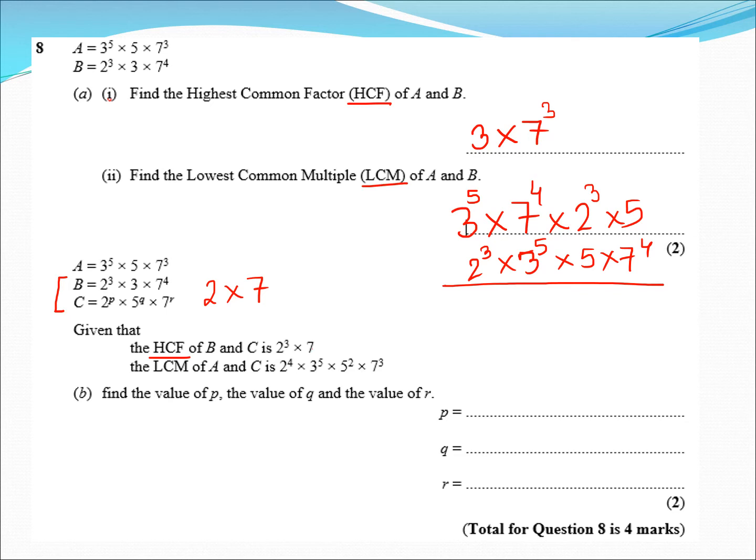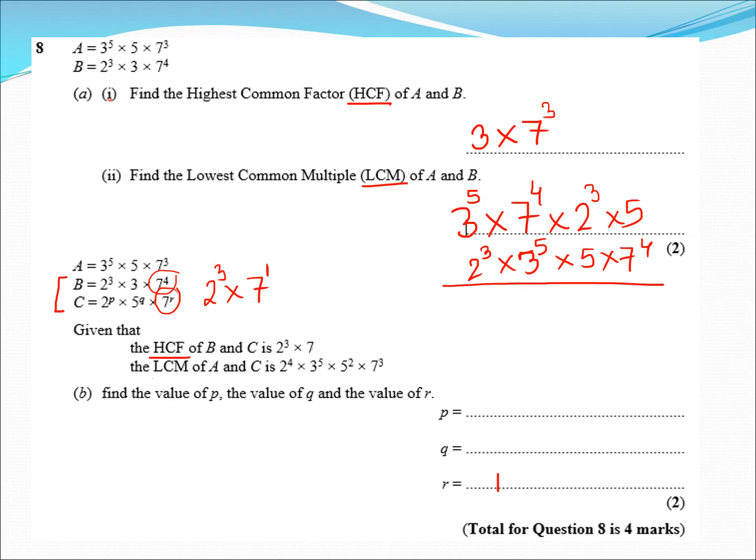So 2 cubed, that means 2 to the power of 3. 3 is the lowest power of 2. P must be greater than 3, otherwise I wouldn't have picked that. And 7 to the power of 4 times 7 to the power of R. So which one is the lowest here? They have used 7 to the power of 1, right? So 7 to the power of 1 is the lowest power of 7. Now 7 to the power of 4 is given to you. So 7 to the power of R must be 7 to the power of 1. So the value of R is 1.